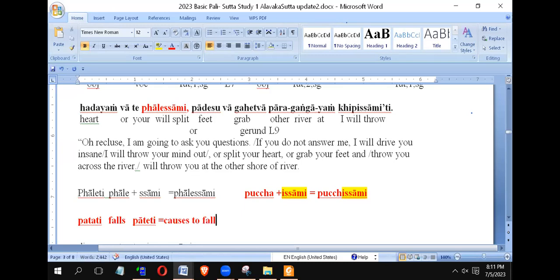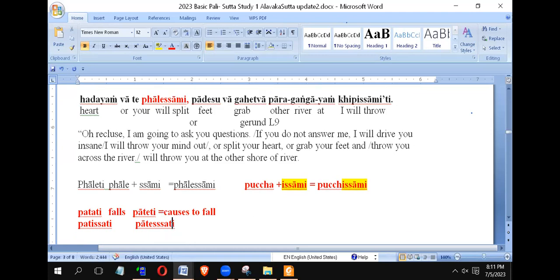Okay. So it's different. So if future tense, it will be patisati. Here it will be patesati. All right. You still have to maintain this one. The verbal base will be pate. Here the verbal base will be pati. Pata. Okay. So sometimes it's good to understand what a verbal base is.